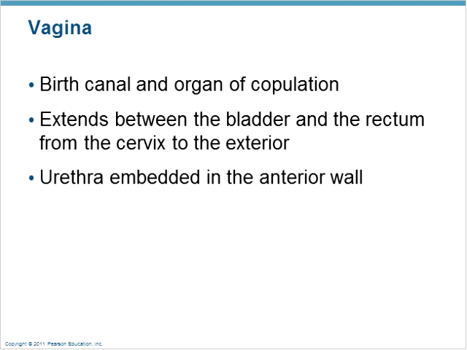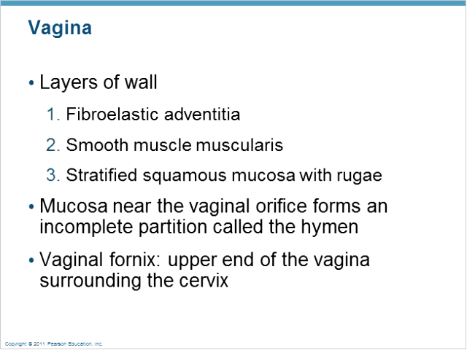The vagina is the birth canal and the organ of copulation. It extends between the bladder and the rectum, from the cervix to the exterior introitus. The urethra is embedded in the anterior wall of the vaginal vault. The layers of the vagina include the fibroelastic adventitia, the smooth muscle muscularis, and then the stratified squamous mucosa with rugae, which really lends itself to creating that interior layer.